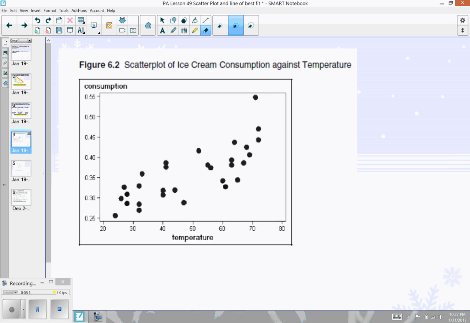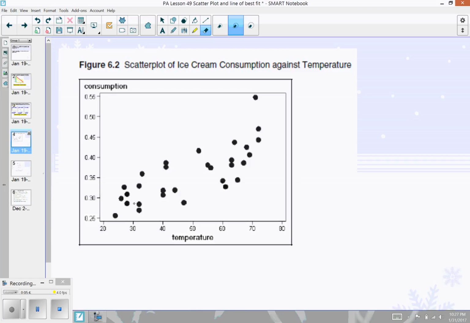All right, let's go ahead and look at some examples and see what we can determine. So this is a scatter plot of ice cream consumption against temperature. Let's see what's happening to our independent variable, which is temperature. We can see temperature is increasing, and as temperature increases, what happens to our dependent variable? Our dependent variable is the consumption of ice cream.